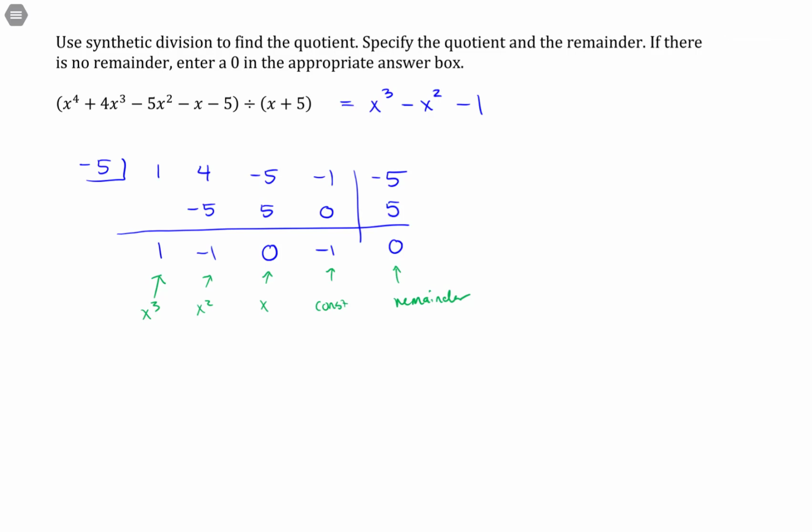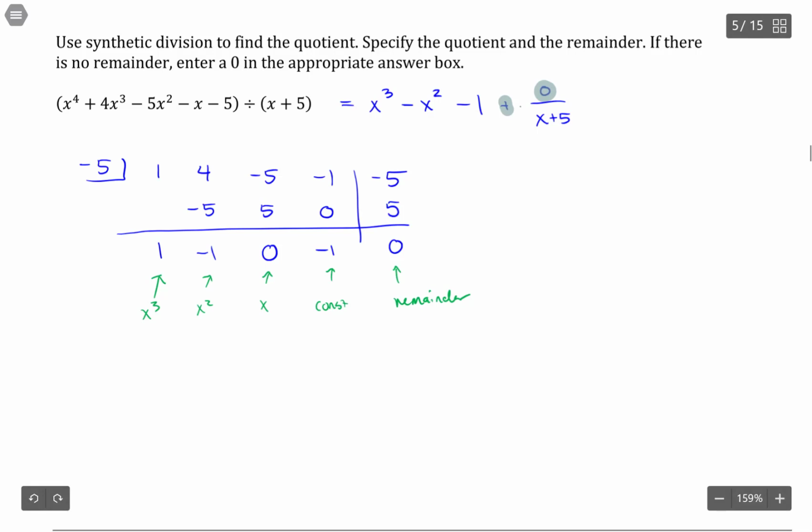Then the remainder you could put in as 0 over the original denominator, x plus 5. But because 0 divided by anything is just 0, we can actually leave that off and just say that the result is this remaining polynomial.